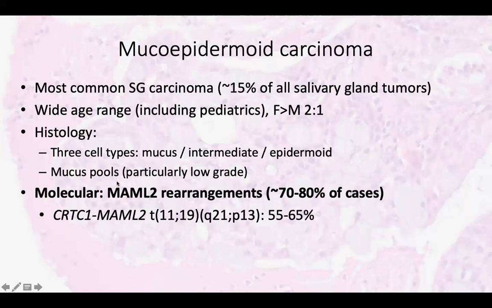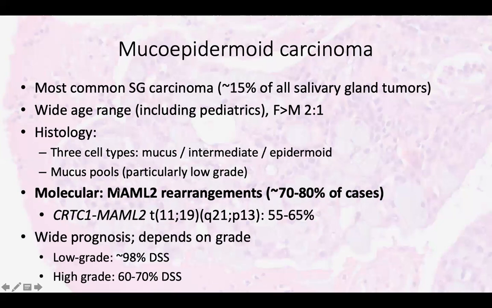By molecular, they have MAML2 rearrangements in about 3/4 of the cases. And the most common rearrangement is CRTC1 with MAML2. You can also see CRTC3 with MAML2, but MAML2 rearrangements will be most common. So often, if we have a question of mucoep, we'll send for MAML2 FISH.